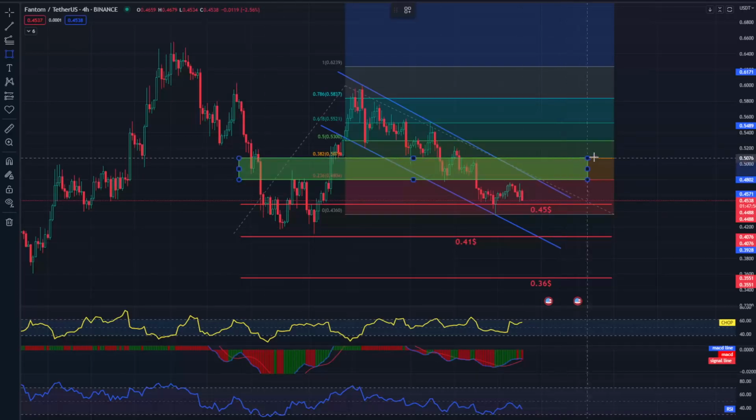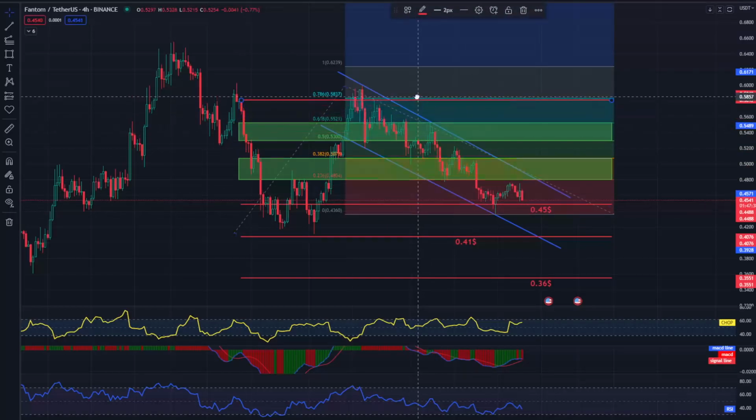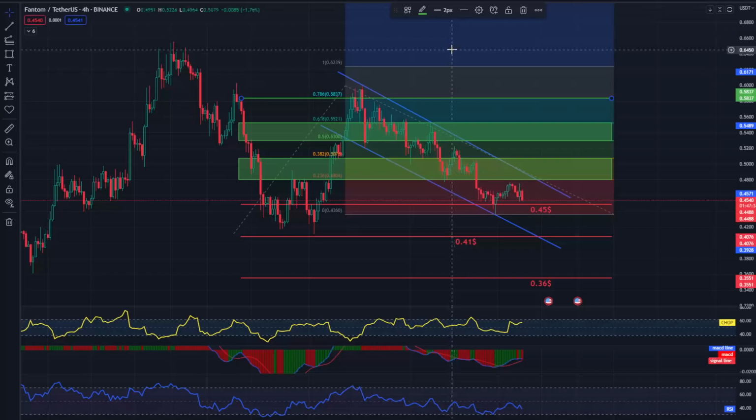However, if it can get out of the downward channel and pierce the resistance zone, the next zone is from 53 cents to 55 cents. When the price overcomes it, the third resistance is at 58 cents and the fourth at 62 cents.